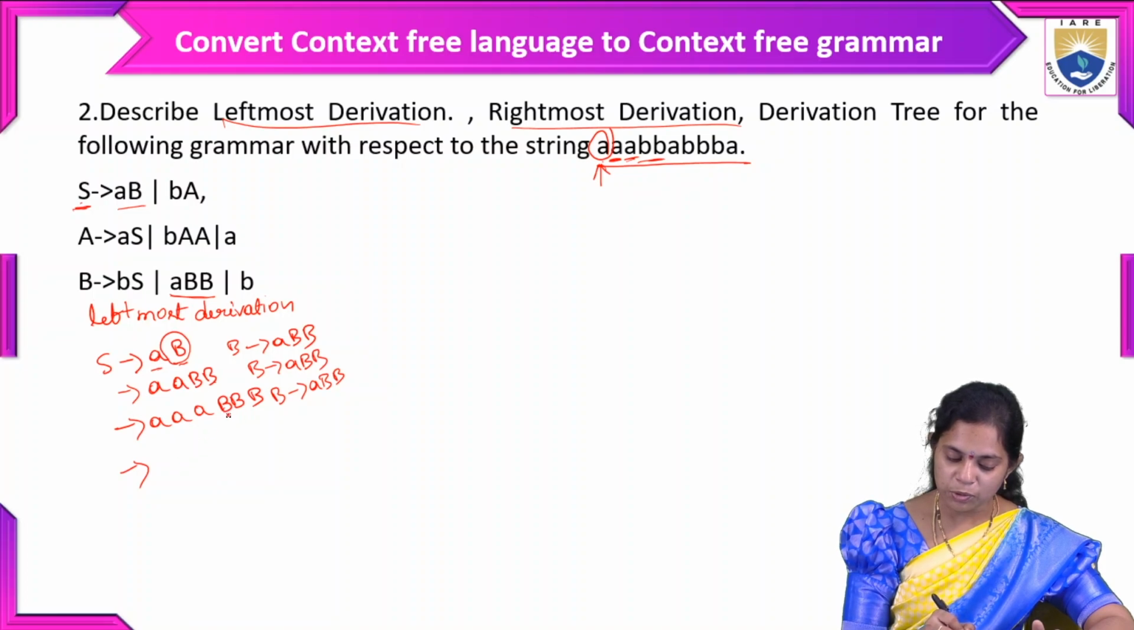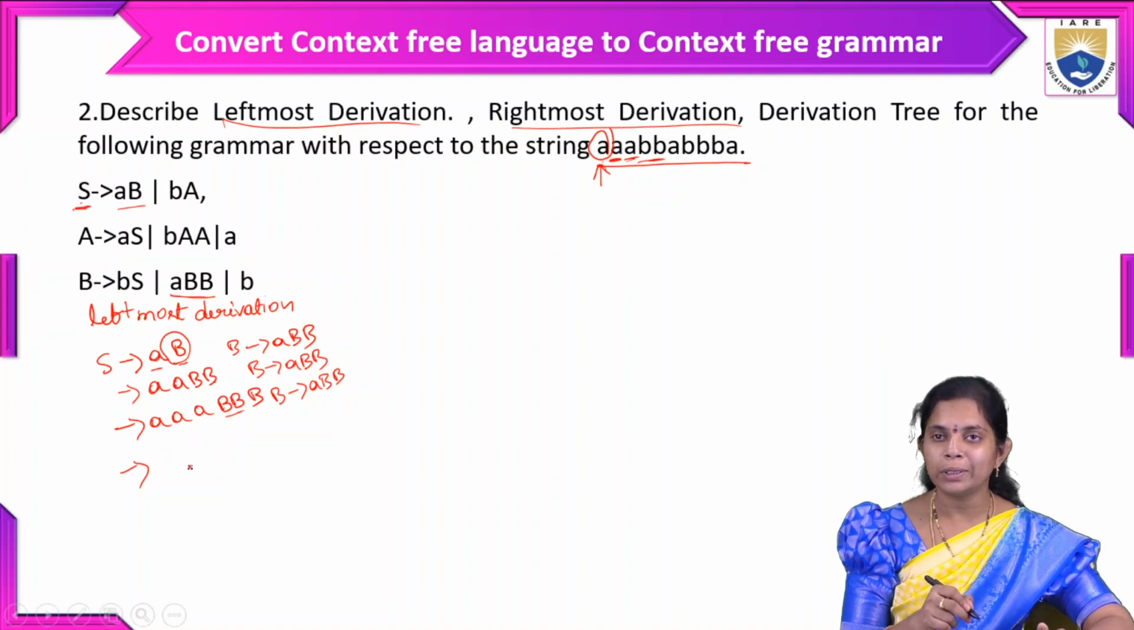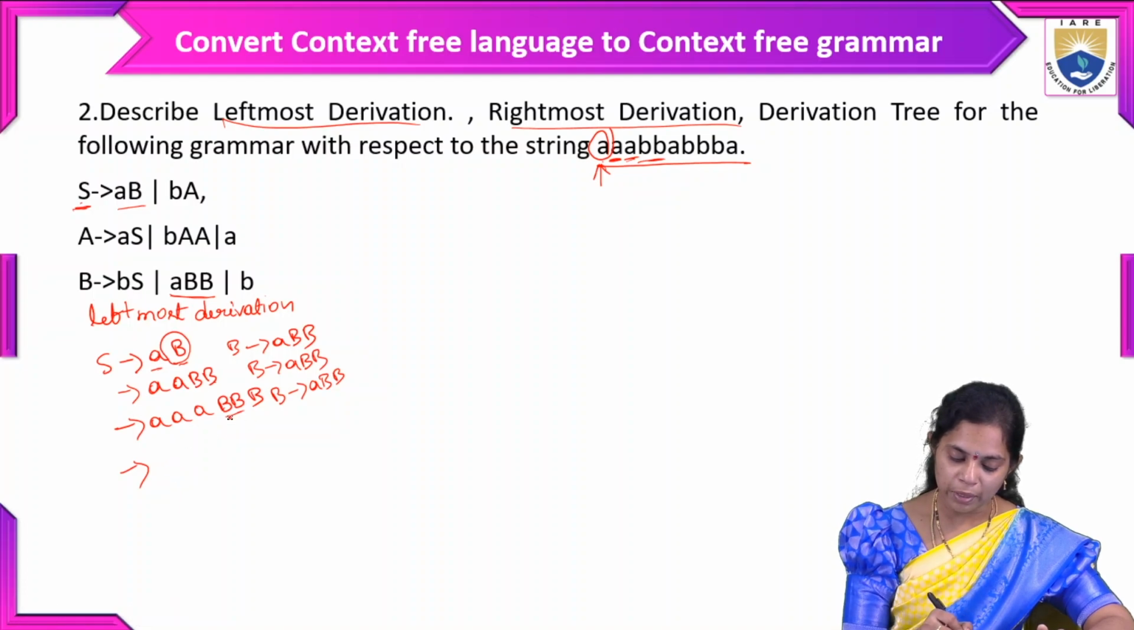If you substitute this B with A, B, B, again we will get one more A. So we need only B. How to define this B? Here I will substitute A. Instead of this leftmost B, I will write A, B, B, and this B is left here.